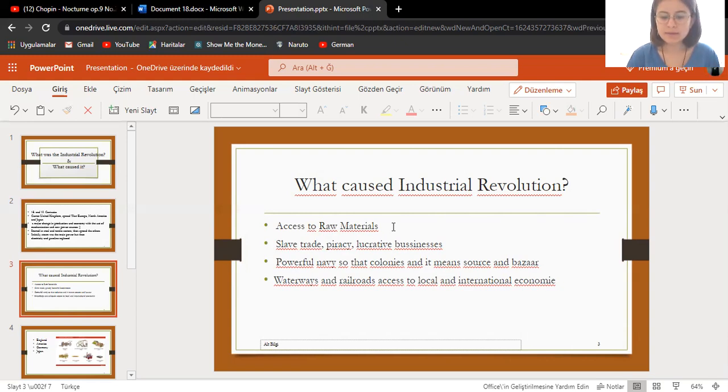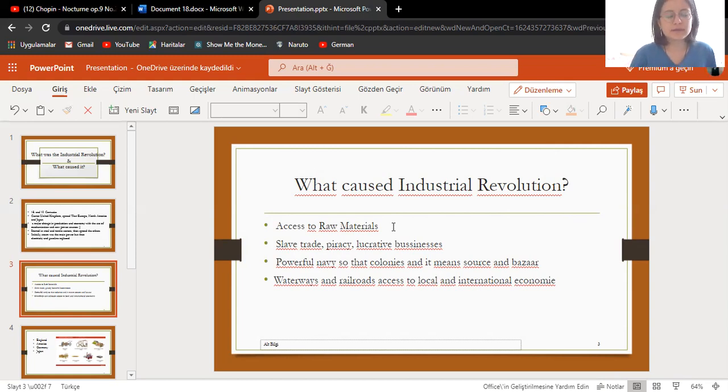And then piracy. At that time, governments were fighting in the ocean and taking each other's wealth. We can say that piracy was a lucrative business at that time, and that's why Britain was rich enough to launch that kind of era. And also a powerful navy. Britain had a powerful navy so they had colonies, and that means a source of raw materials again, and it also means a bazaar.